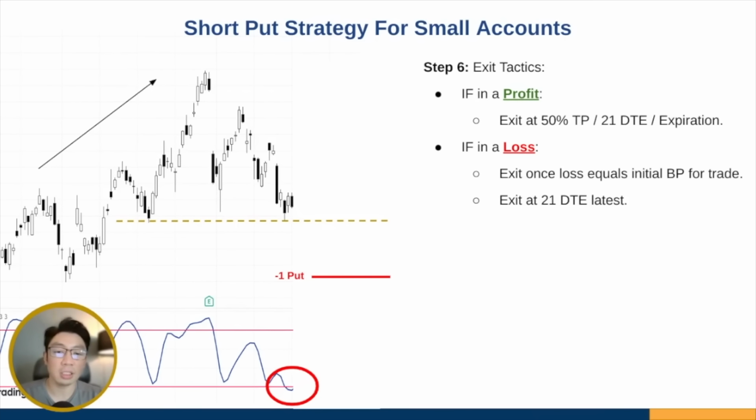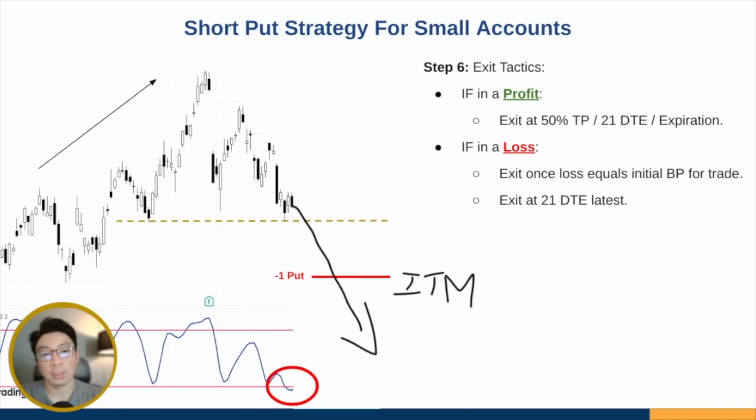In that case, this is where you want to exit at 21 DTE the latest. It could be that the market has already gone past your short put, right? So this short put down here is what you call in the money. If you're in the money, there is always a chance of early assignment risk. Early assignment risk just means that your short put is going to get assigned. You're going to get the 100 shares. If you don't have the funds for the 100 shares, you're going to get a margin call. So to avoid this, or rather to reduce the chances of this, you want to exit at 21 DTE the latest, which means there's 21 days left to the expiration of this option.